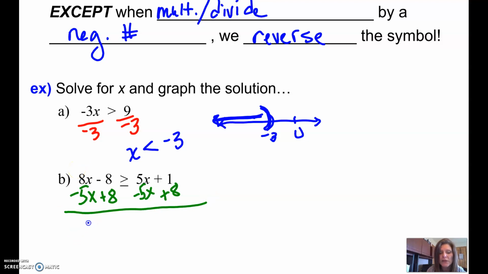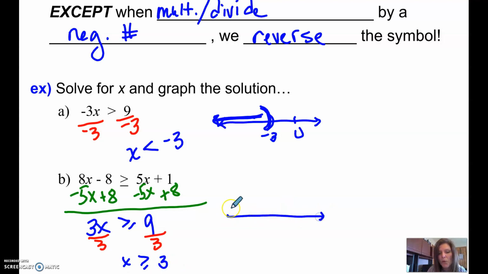All right, so what does that give me? 8 minus 5 leaves me with a 3x on the left. Bring down my inequality just as it was. We didn't multiply or divide by anything negative, no flipping or reversing of symbols. On the right-hand side, the x terms canceled, and we have a 9. Then I would say, okay, so to get x by itself, I would have to divide. In this case, we're dividing by a positive 3. If I divide by a positive 3, there's nothing to reverse or flip. So my answer here would be simply x is greater than or equal to positive 3.